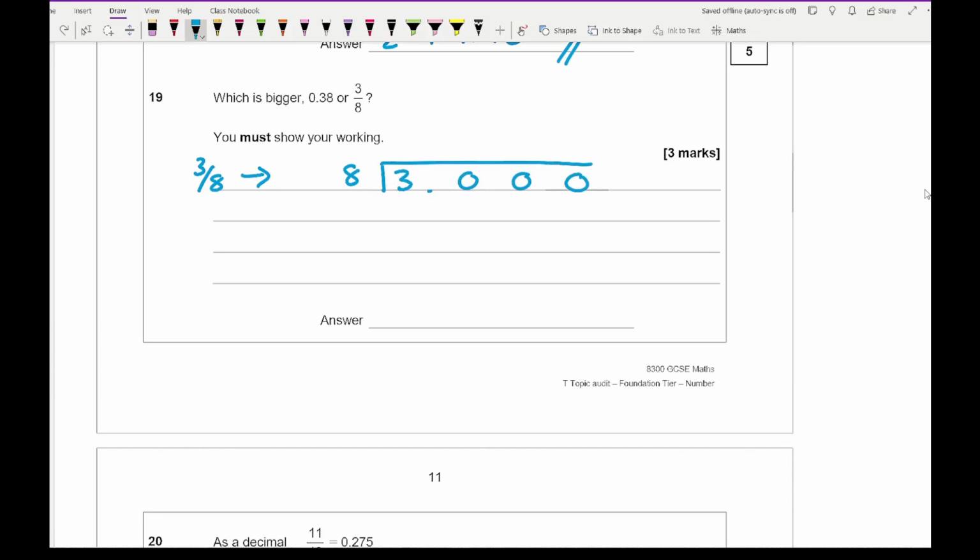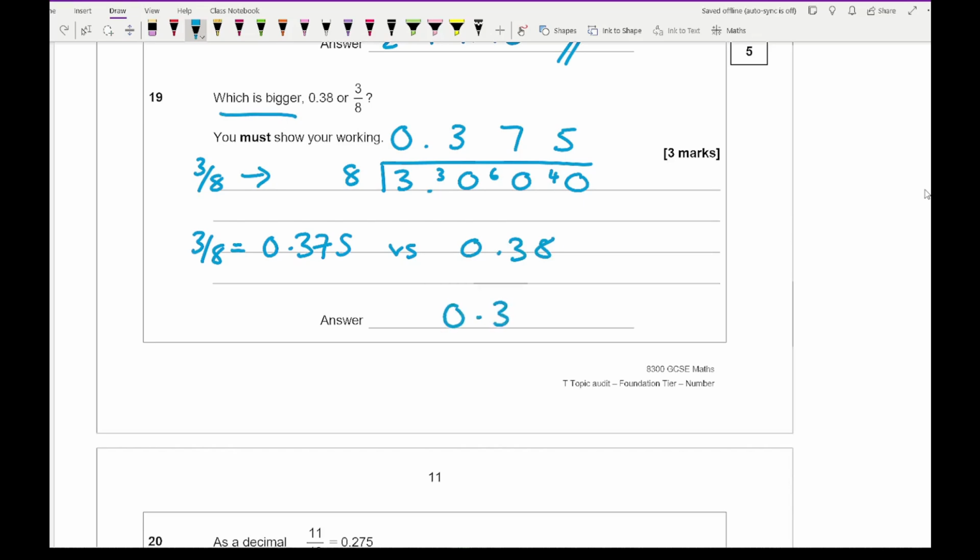So from this, how many 8s go into 3? Well, that's going to be none. Carry the 3. How many 8s go into 30? That's going to be 3, 24, which gives me a remainder of 6. How many 8s go into 60? That's going to be 7, which is 56 rather, with a remainder of 4. And then how many 8s go into 40? That's going to be 5. So 3/8 is equal to 0.375. If I then compare that to 0.38, the question is asking which one is bigger. Well, it's going to be 0.38.